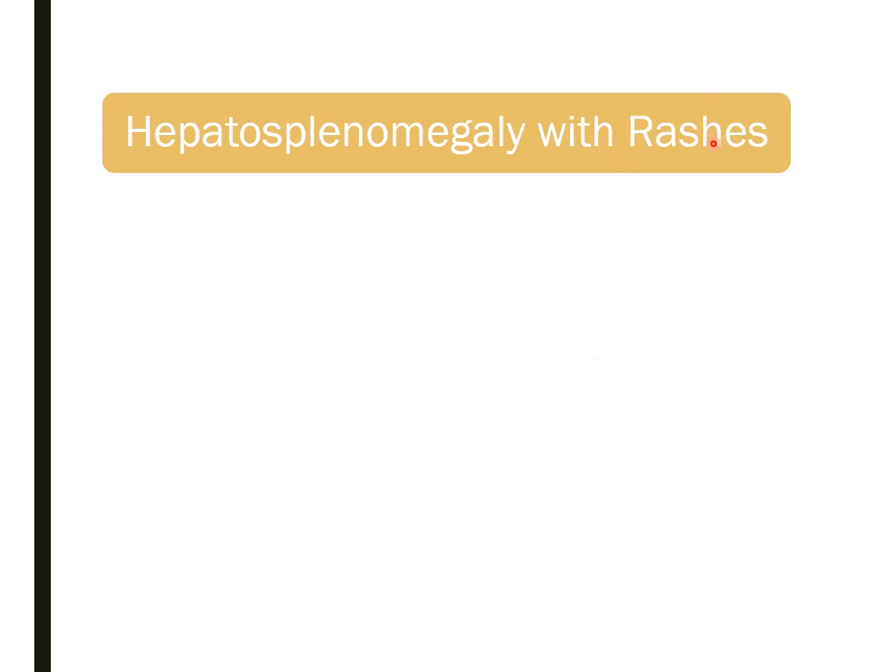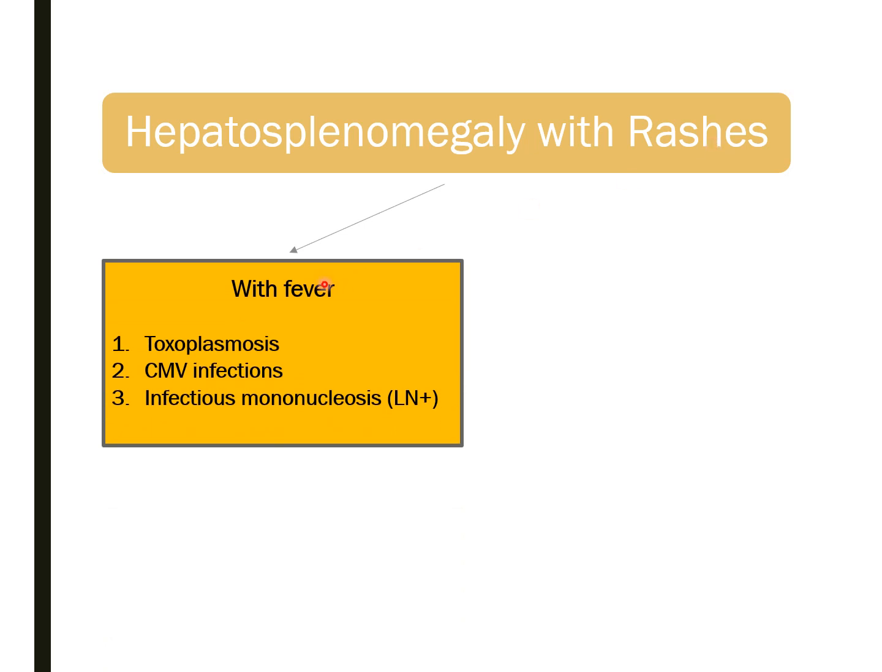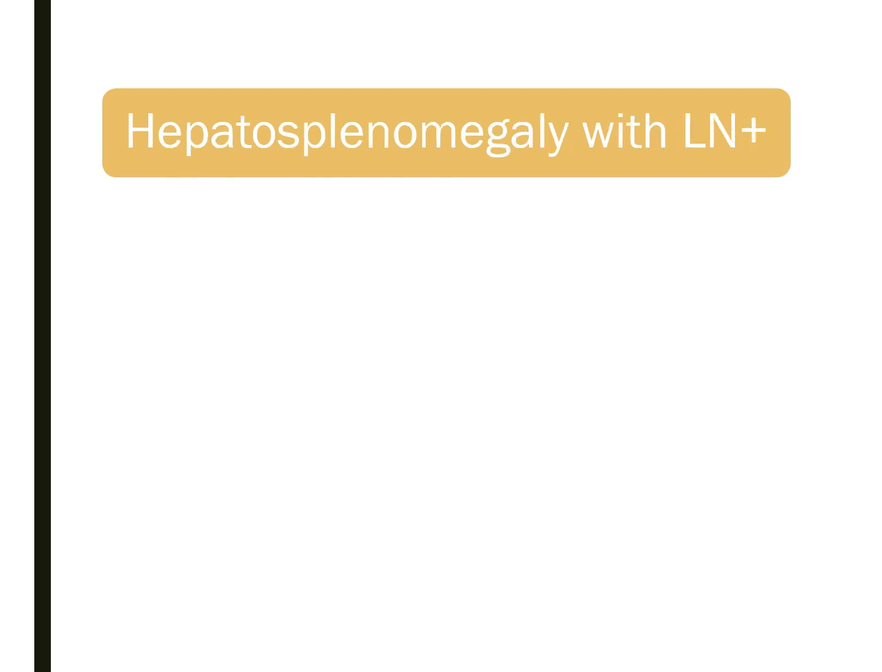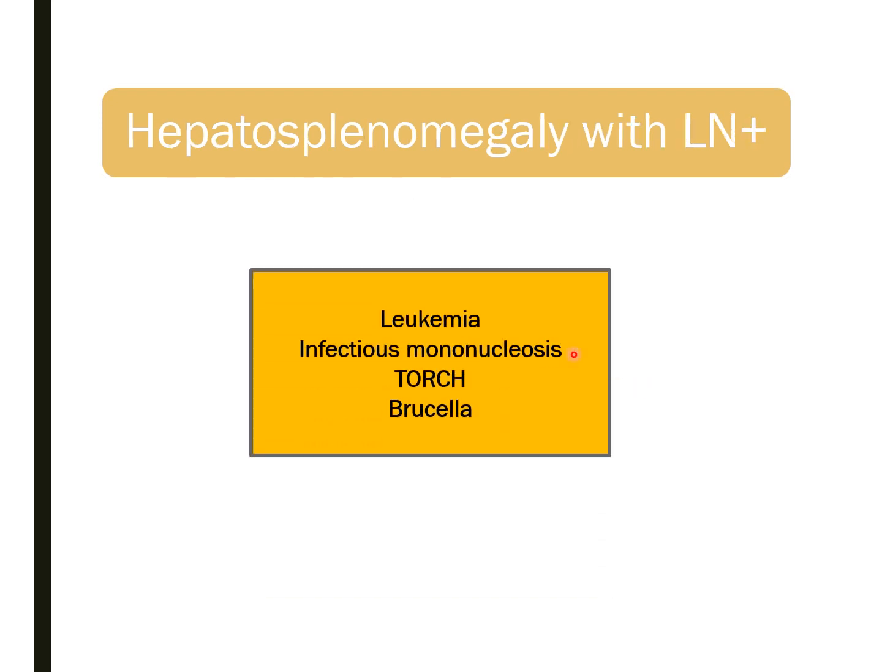Hepatosplenomegaly with rashes. With fever, think about toxoplasmosis, CMV infection, infectious mononucleosis. Without fever, then SLE or hemophagocytic syndrome. Now hepatosplenomegaly with lymph nodes, think about leukemia, infectious mononucleosis, TORCH, and brucella.